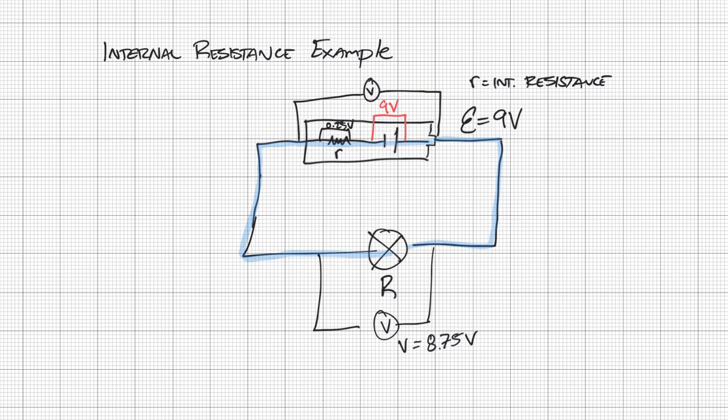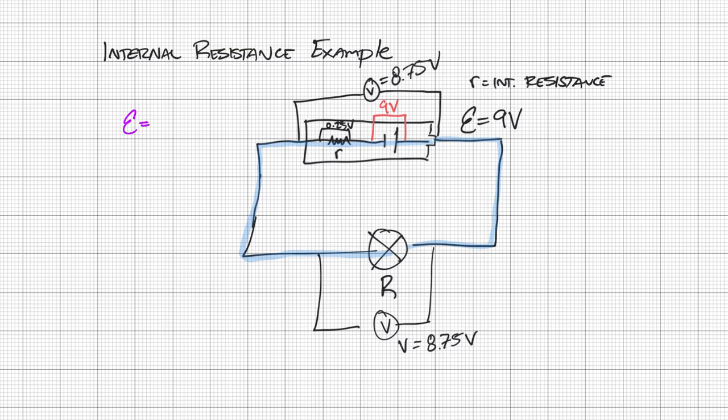So this voltage now here would just be 8.75 because it's accounting for the loss that we have here. So while my battery itself is 9 volts, I'd really only be getting 8.75 volts out of this. So you're going to see an equation that looks like this.